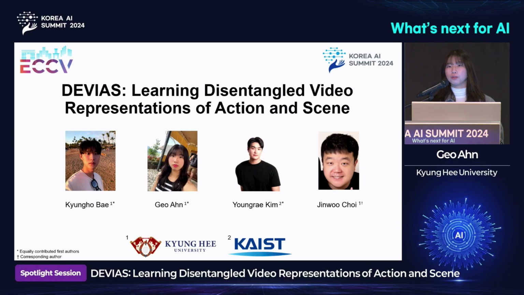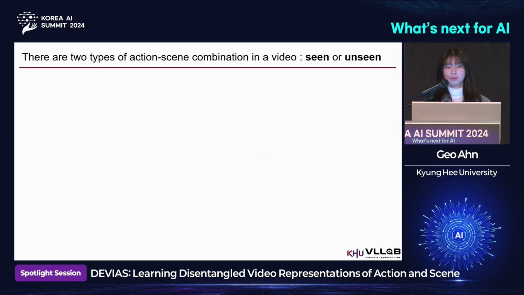Hello, I'm Geo Ahn from Kyung Hee University, and I will present our work, The Bias: Learning Disentangled Action and Video Representations of Action and Scene. This is a joint work with my labmate Geonwoo, Young Kim from KAIST, and my advisor, Choi.